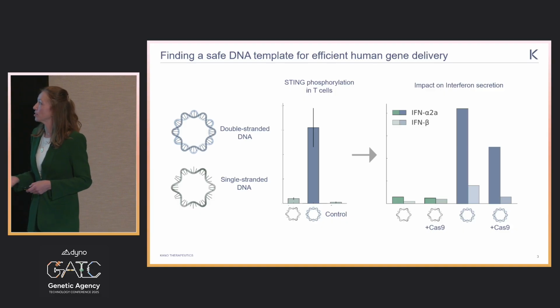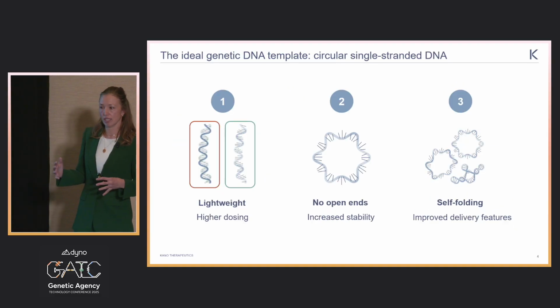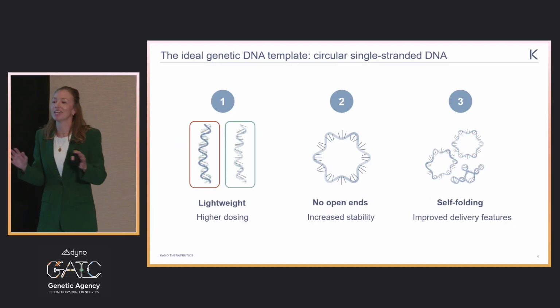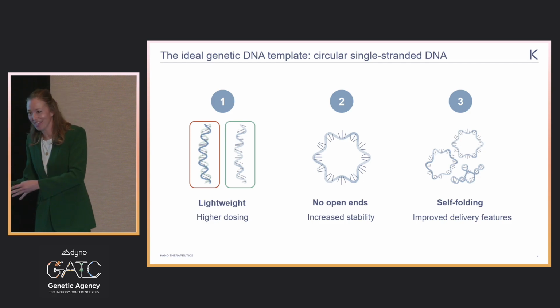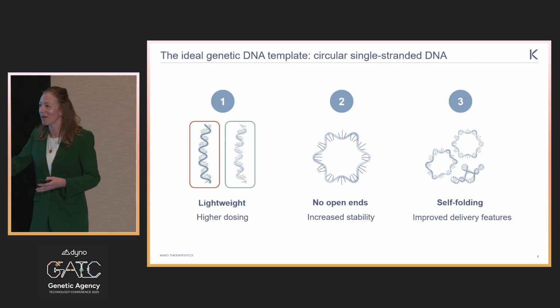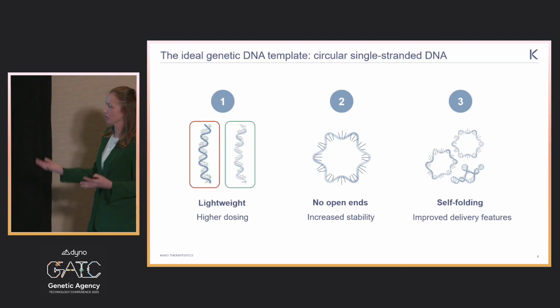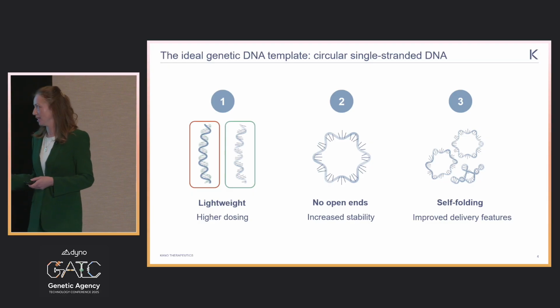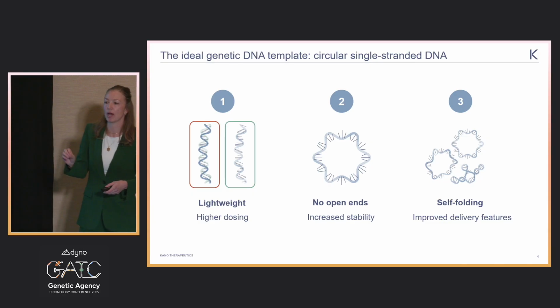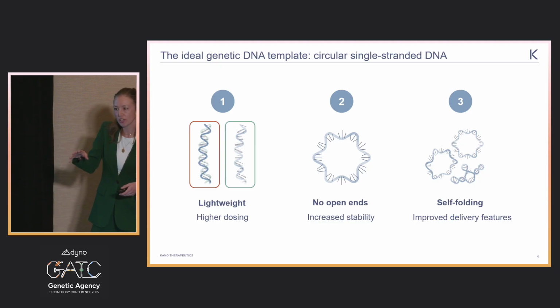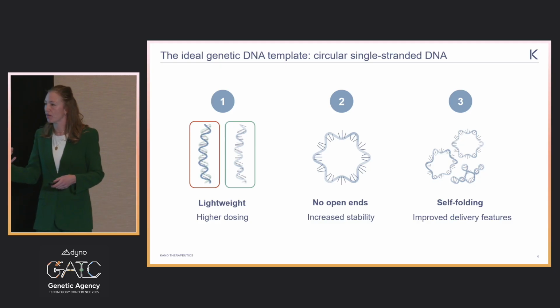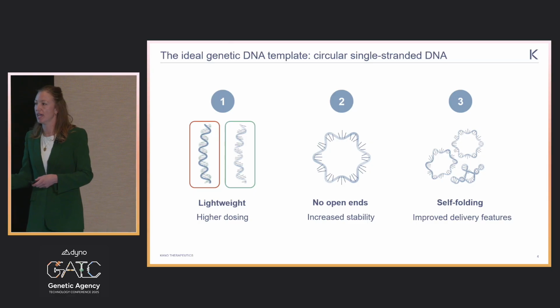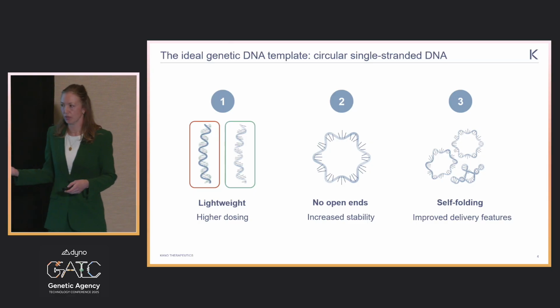But there are more advantages too. If you think about single-stranded DNA, from an engineering perspective, it's half the weight of the material with the same amount of genetic information. And when we design it as a fully circle, then it doesn't have any open ends, which makes it more stable than any linear DNA. But also it gives us a unique opportunity to think about locally structured features that are self-folding that allows us to now consider the DNA as a functional part of our delivery tool.